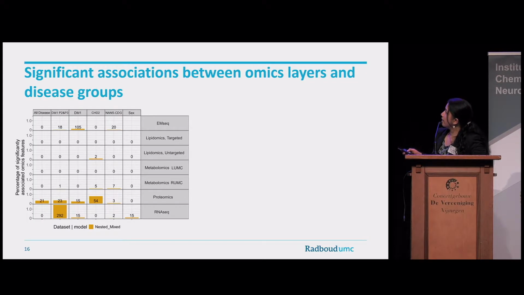Here you can see these yellow boxes. They represent the percentage of significant association amongst the omics profiles, and the numbers within these yellow boxes are the absolute values of the features per omics layer. As you can see, proteomics has a higher contribution for the different contrast groups that we have seen here, and we were also able to get back the known disease biomarkers. For example, for NANS-CDG, we were able to get back this ManNAc-6-phosphate, which is one of the known biomarkers of this disorder.